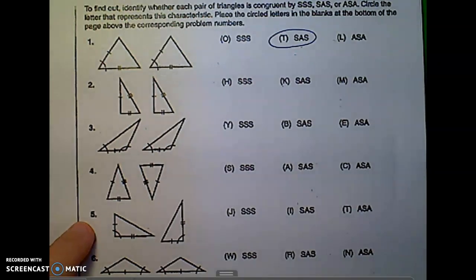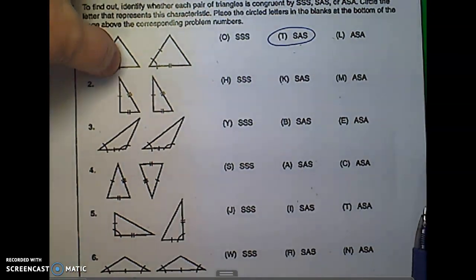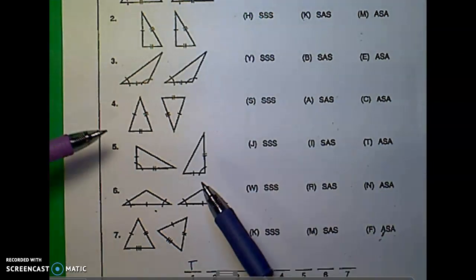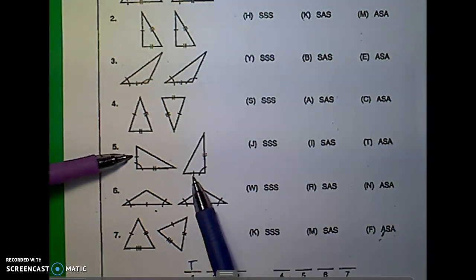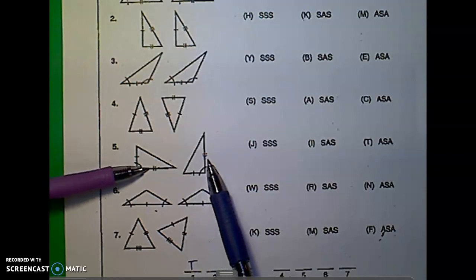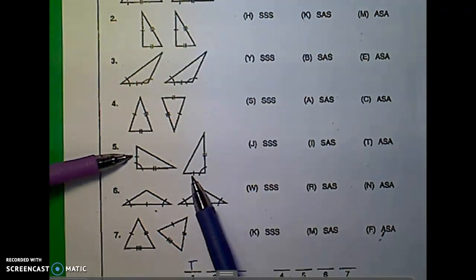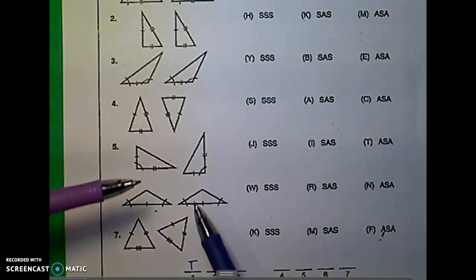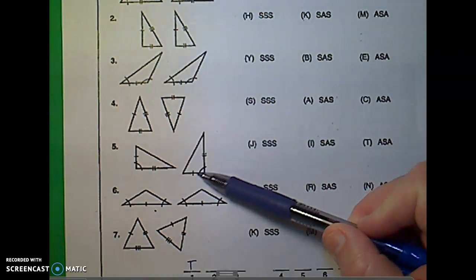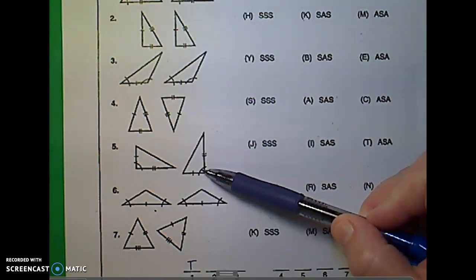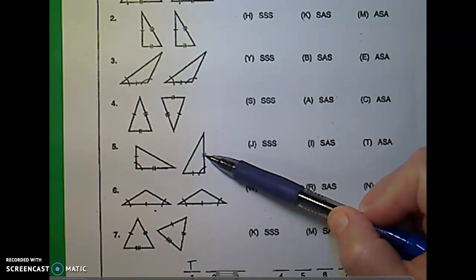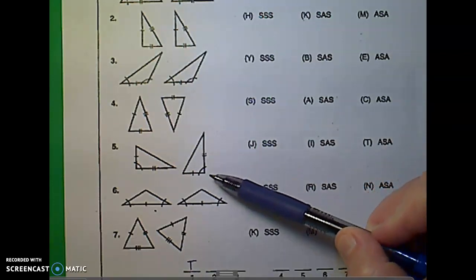For example, if you're doing number 5, let's take a look at that one. See if you understand what I mean here. On that one, we'll start at the first tick mark, side, and moving around the triangle, we have the very next angle, and then the very next side is marked. So this would be side, angle, side. What you don't want to do is start, say, in the middle of these and go, okay, that's an angle and a side, and I go all the way around and another side. That's not the direction you want to go.